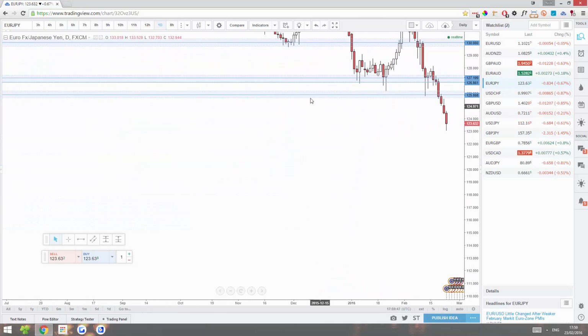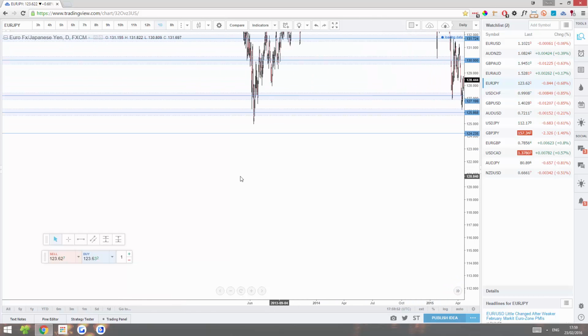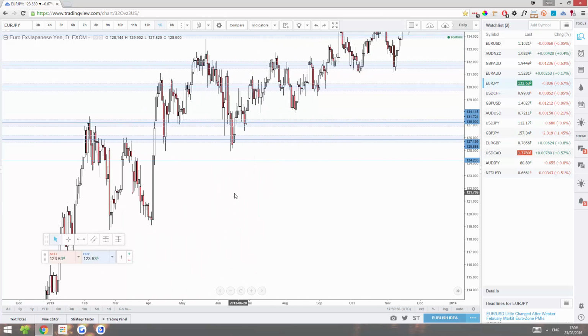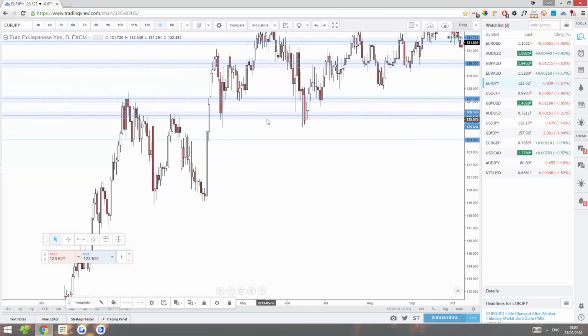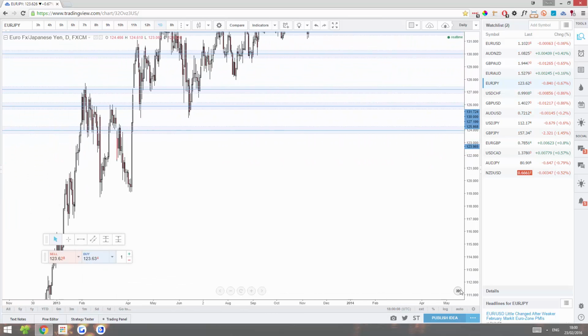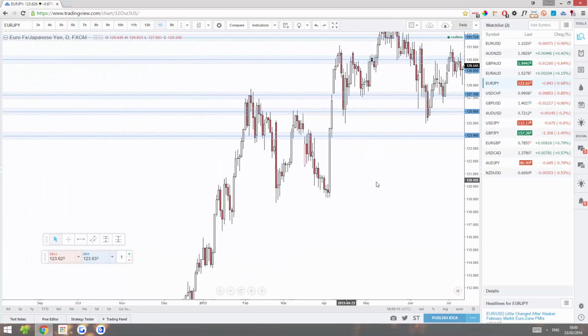support resistance areas for this pair too. But this pair, it's a bit harder to get support resistance areas because we have to go back to 2013. Price has already broken below that one, so we'll need another one.